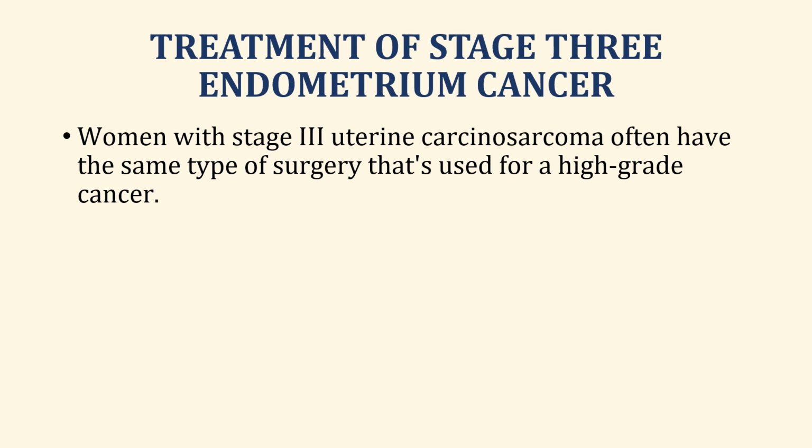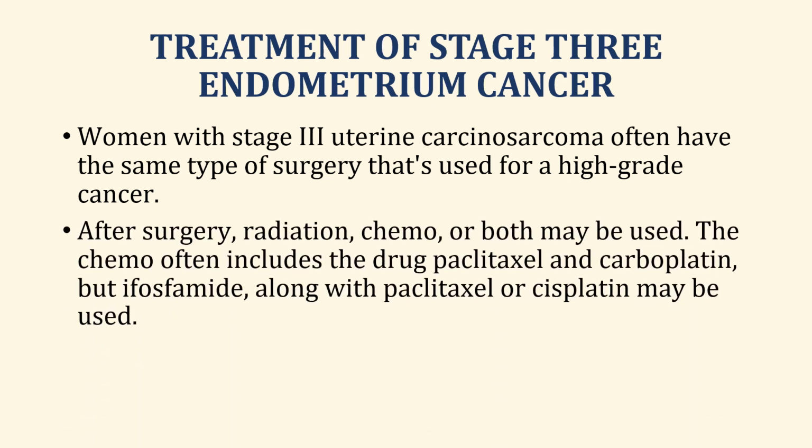Women with stage 3 uterine carcinosarcoma often have the same type of surgery that's used for high-grade cancer. After surgery, radiation, chemotherapy, or both may be used. The chemotherapy often includes the drugs paclitaxel and carboplatin, but ifosfamide along with paclitaxel or cisplatin may be used.